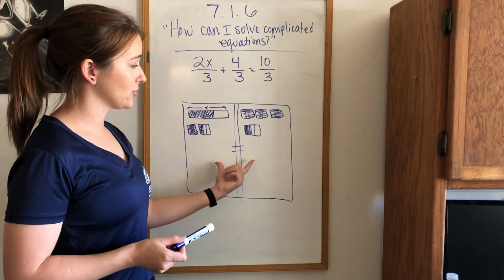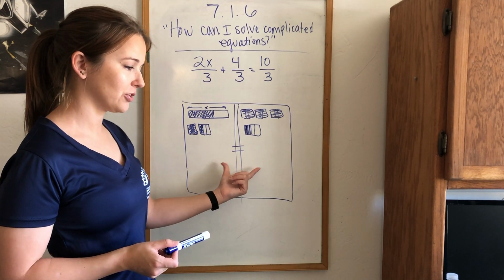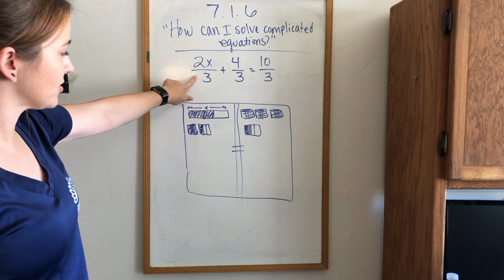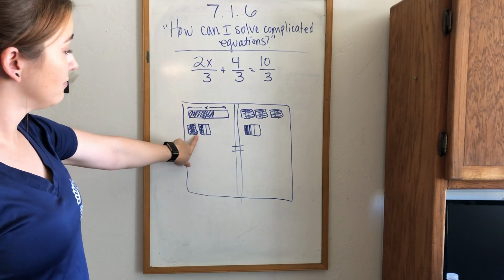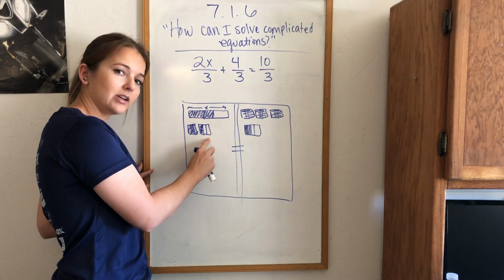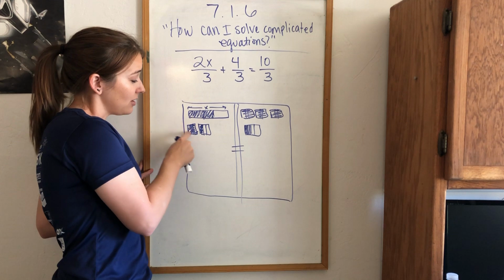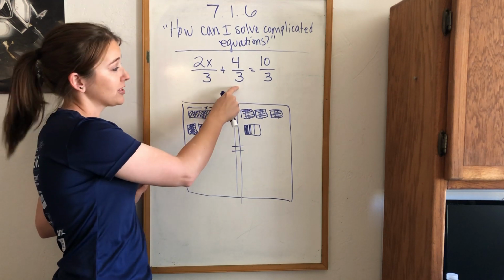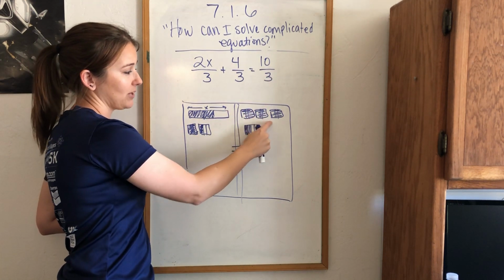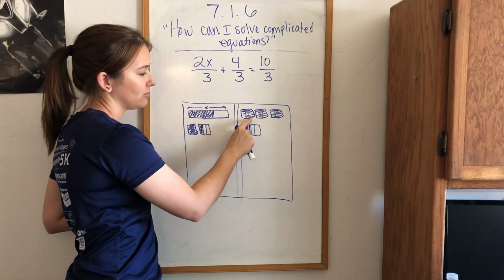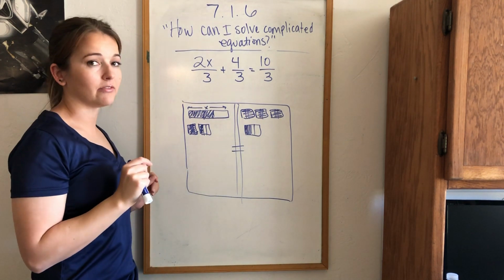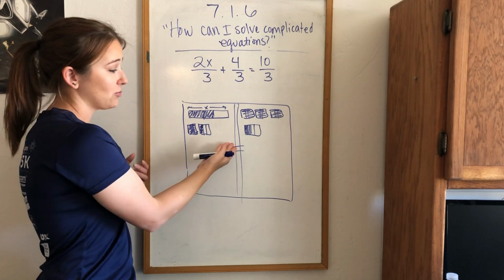So here's the diagram. I drew it on my whiteboard and it's in the book. So we've got 2/3 x, so that corresponds with that term, plus 4/3. So you'll notice that this is two squares. They're each divided into thirds, and then I shaded in 4 of those thirds. So that's plus 4/3. Here's our equal sign. And then we have 10/3 represented by these little pictures of 1, 2, 3, 4 squares divided into thirds. Shade in 10 of those thirds. So this is the original problem.